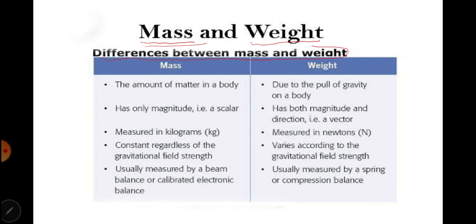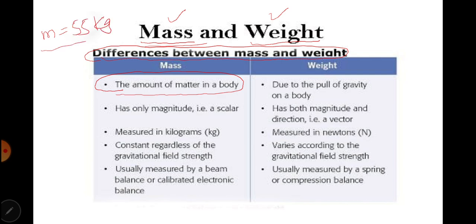So, coming towards the difference. In class 7th you already studied mass and weight. You know a little bit about mass and weight. First, mass is the amount of matter in an object. For example, if your mass is 55 kg, on the moon's surface your mass will remain the same. Everywhere you go, your mass will remain the same.